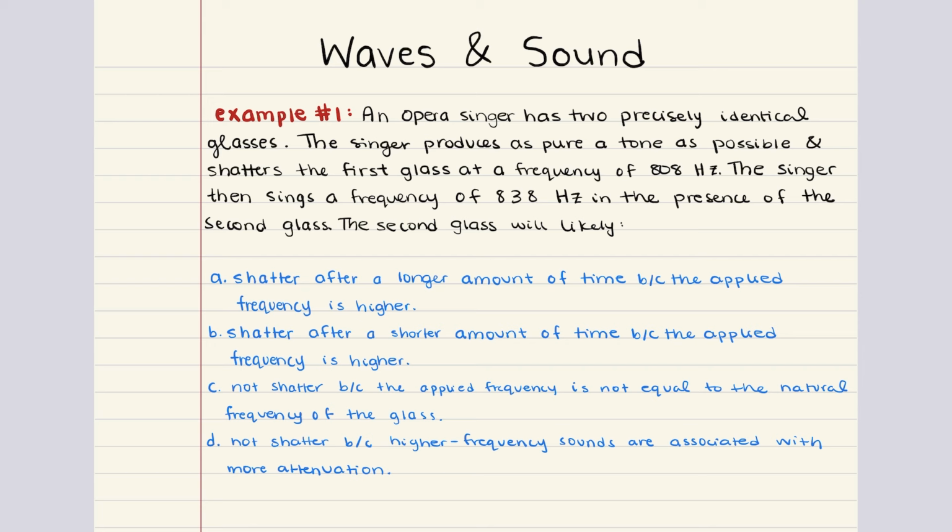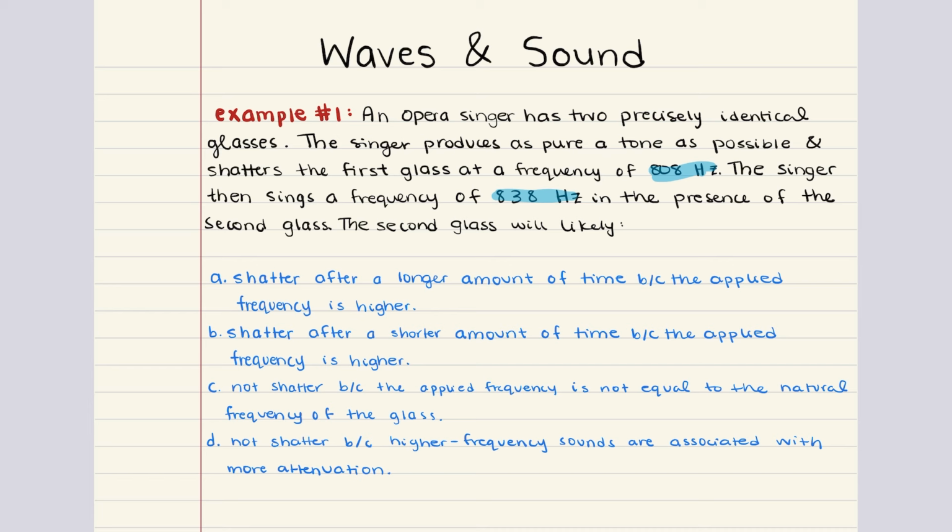Problem number 1 says an opera singer has two precisely identical glasses. The singer produces as pure a tone as possible and shatters the first glass at a frequency of 808 hertz. The singer then sings a frequency of 838 hertz in the presence of the second glass. The second glass will likely blink.